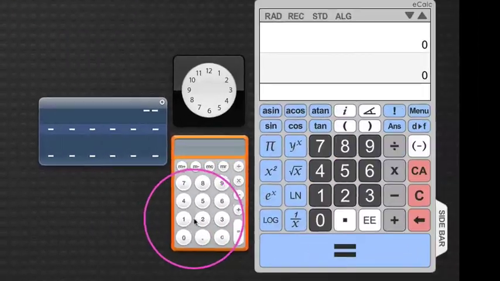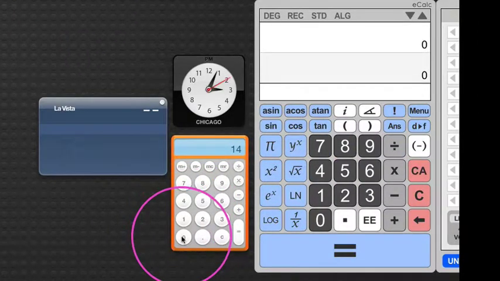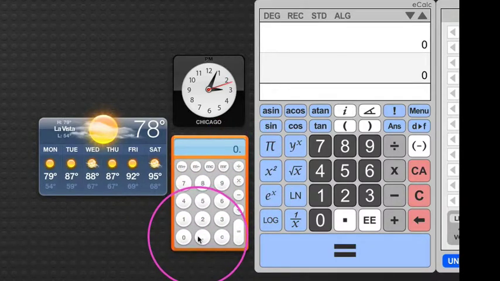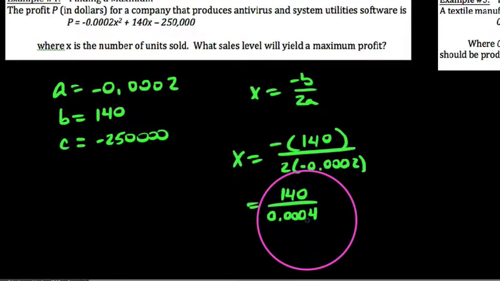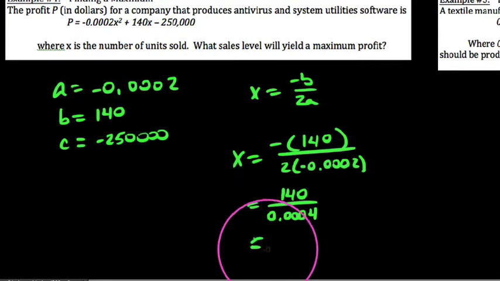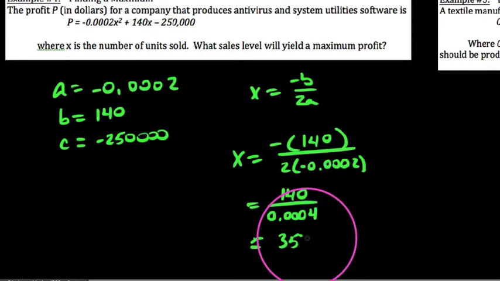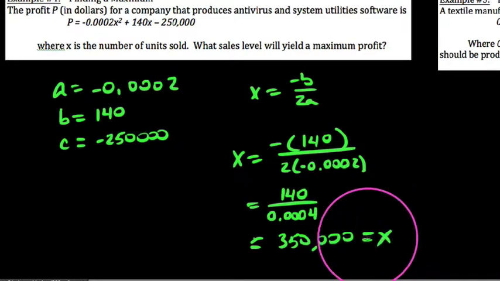We say 140 divided by 0.0004. And what I can tell you is 350,000. What this is really telling us, we know 350,000 is x. This is the x value of the vertex, really.